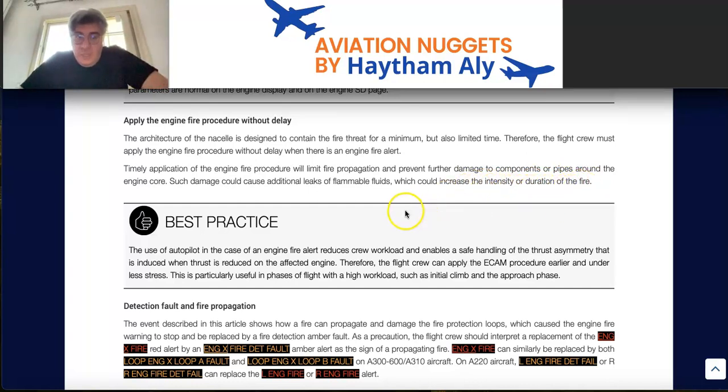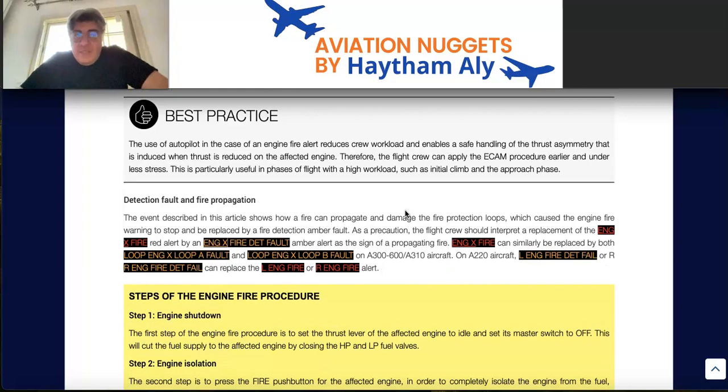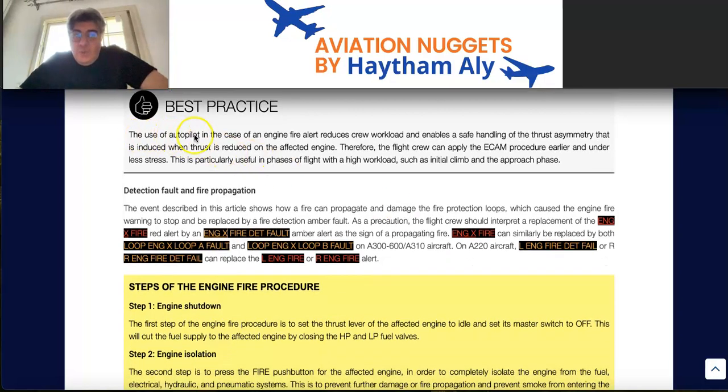Okay, everybody? So here we have a best practice. The use of autopilot in the case of an engine fire alert reduces crew workload and enables a safe handling of thrust asymmetry that is induced when thrust is reduced on the affected engine. So it's good to have auto thrust engaged and active during an engine fire situation, because you need to handle the thrust asymmetry thanks to the auto thrust.